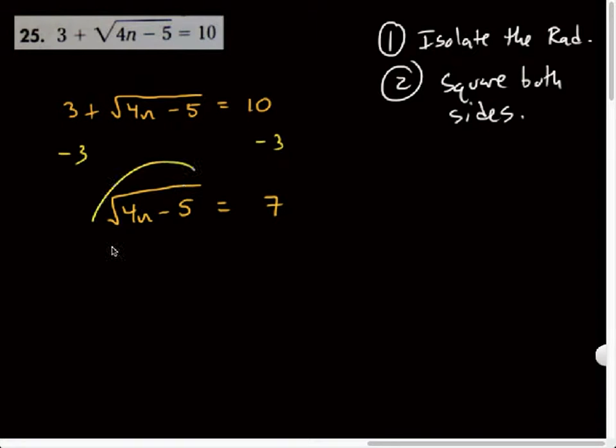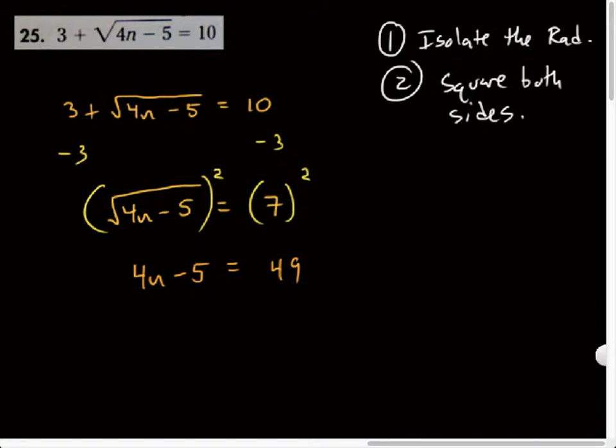And now that the radical is isolated by itself, I can't access any of the stuff on the inside until I deal with this radical part. I want to square both sides in order to cancel out the square root, because there's a little invisible index of a 2 there. So we would end up getting 4n minus 5 equals 7 squared, which is 49, and then we would add 5 to both sides, and now this is just a classic little algebra problem.